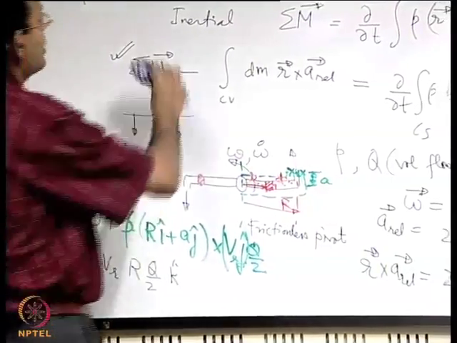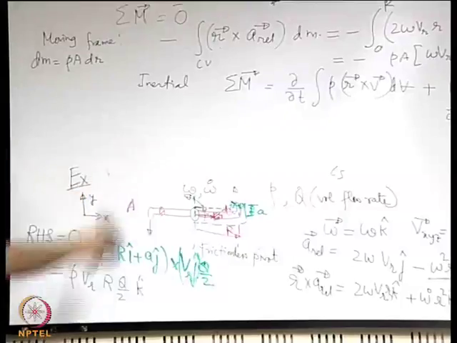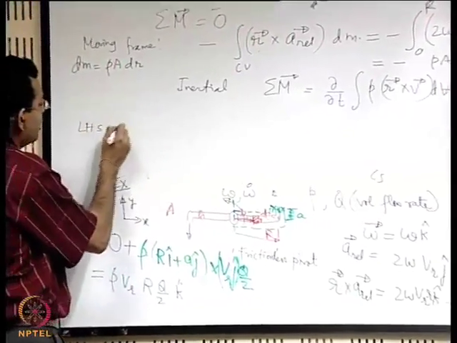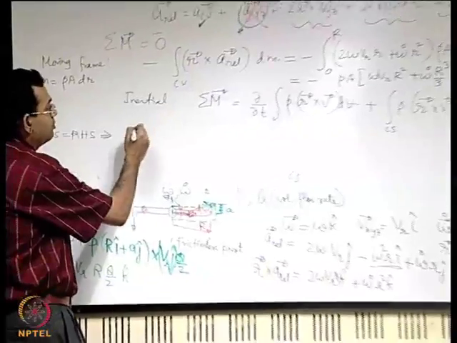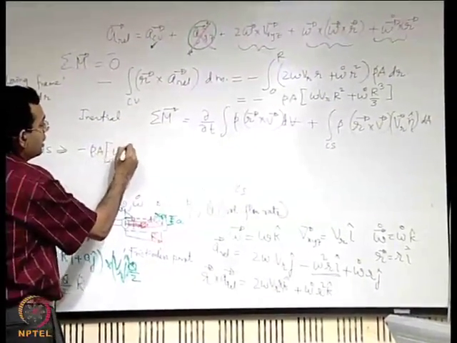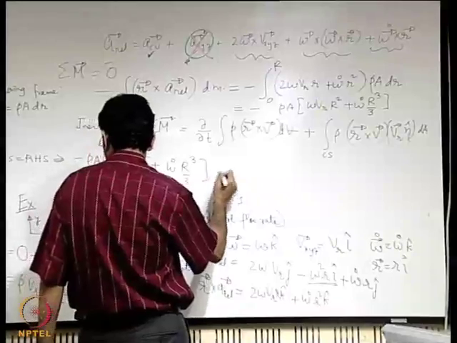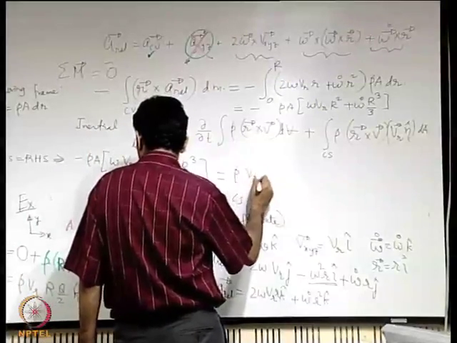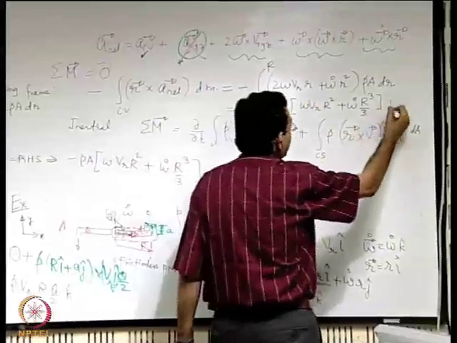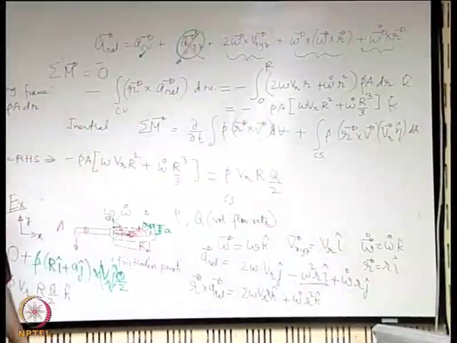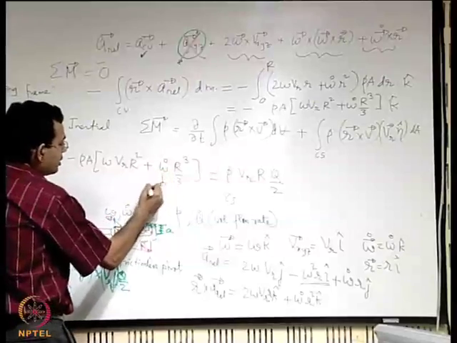Since the left hand side is equal to the right hand side, so the left hand side equal to the right hand side, which implies what? Minus rho A omega V R R square plus omega dot R cube by 3 is equal to rho V R R Q by 2. This we missed, that k cap, the vector sign that was there. So this omega dot is nothing but d omega dt.